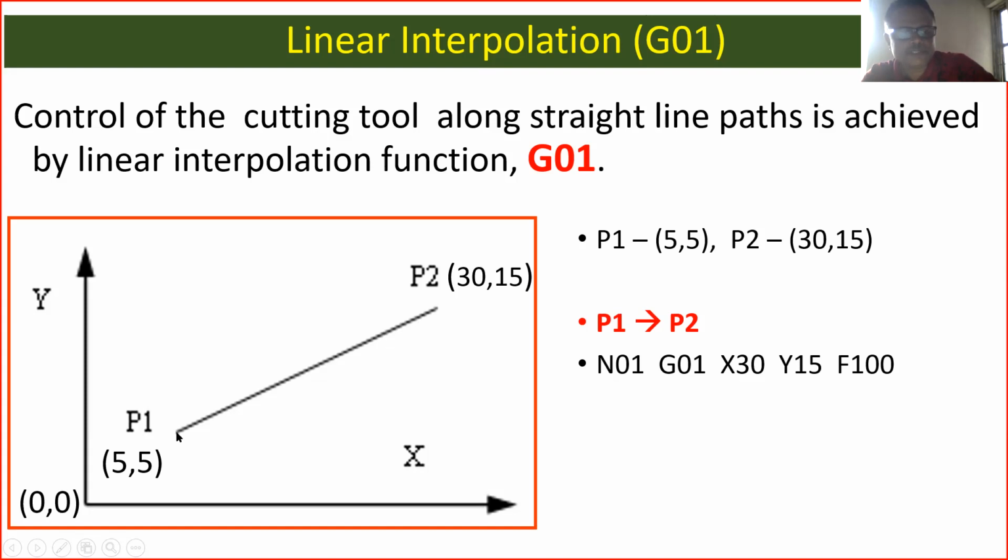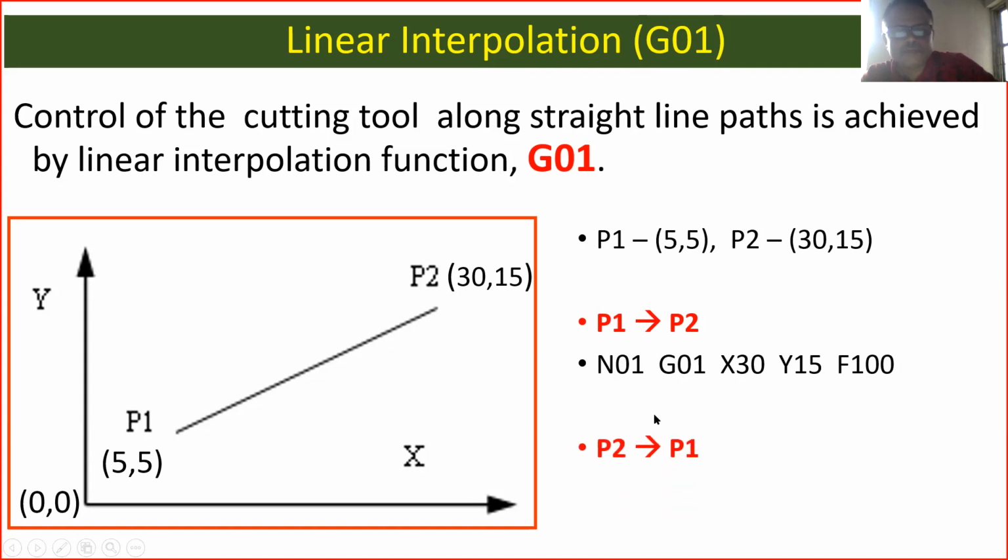The current position of the tool is P1. So how to move to P2? After G01, you write the coordinates of P2. What are the coordinates of P2? X30, Y15. Then feed, that is the F word, we have to write. Otherwise, no machining will be done.